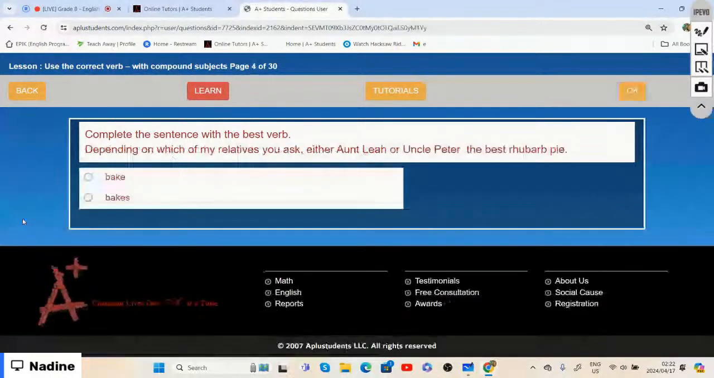All right, so depending on which of my relatives you ask, either Aunt Leah or Uncle Peter, do we say bake the best rhubarb pie or bakes the best rhubarb pie? So we need to choose between bake or bakes.